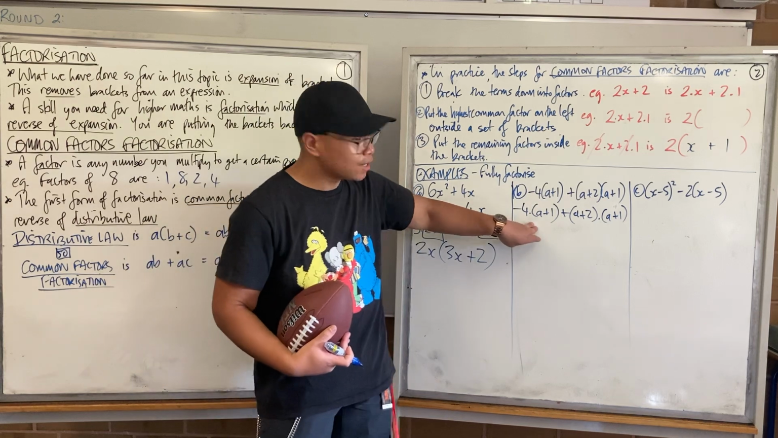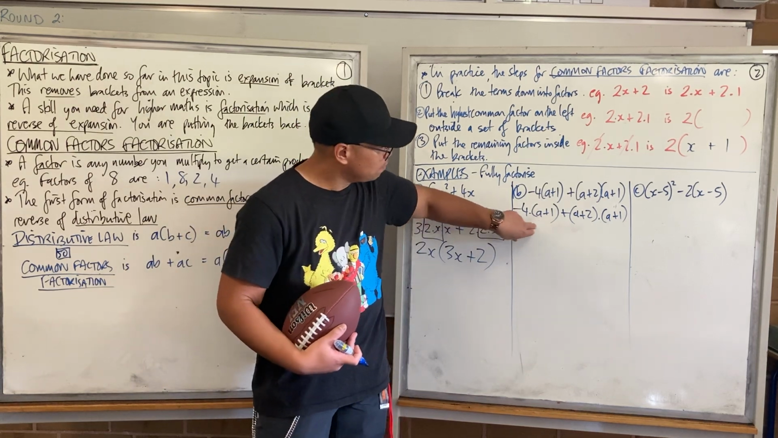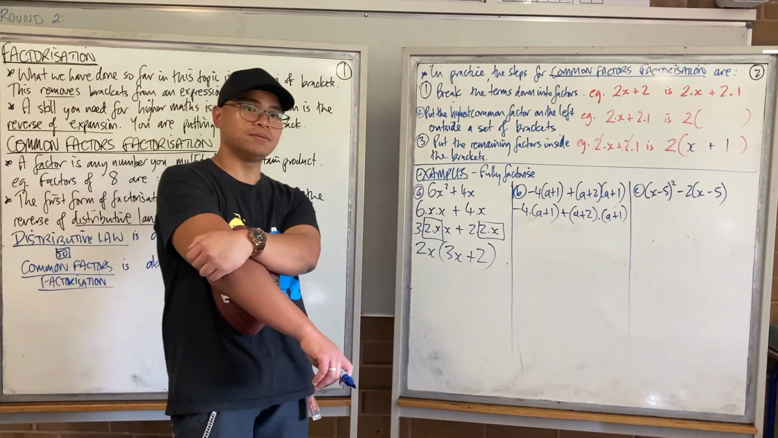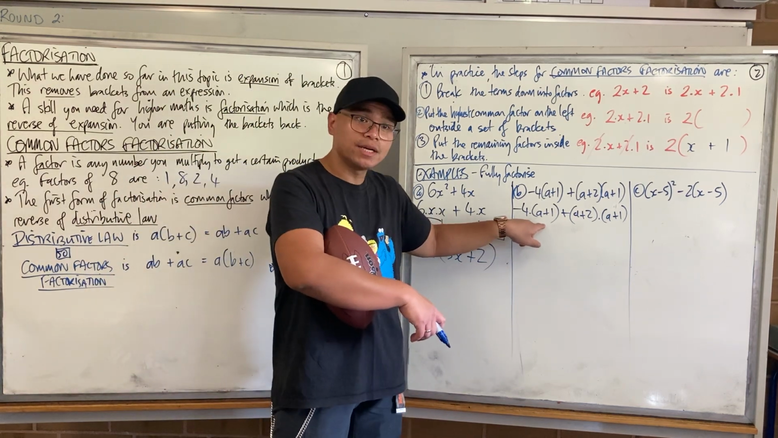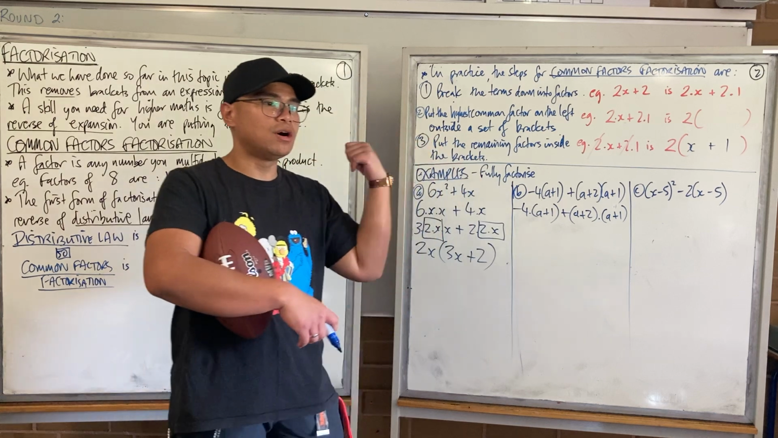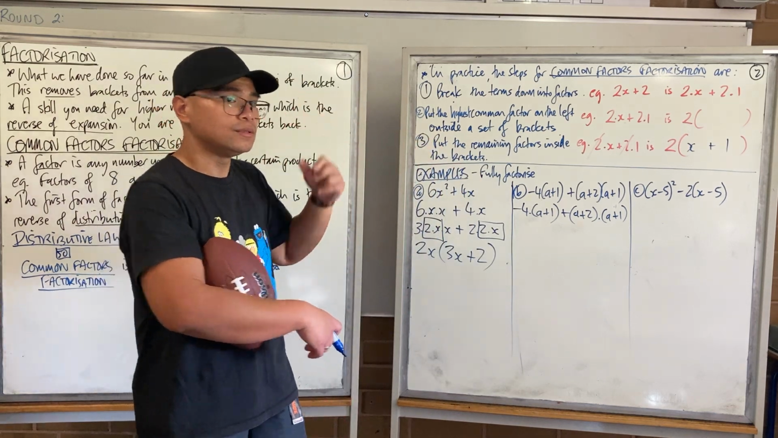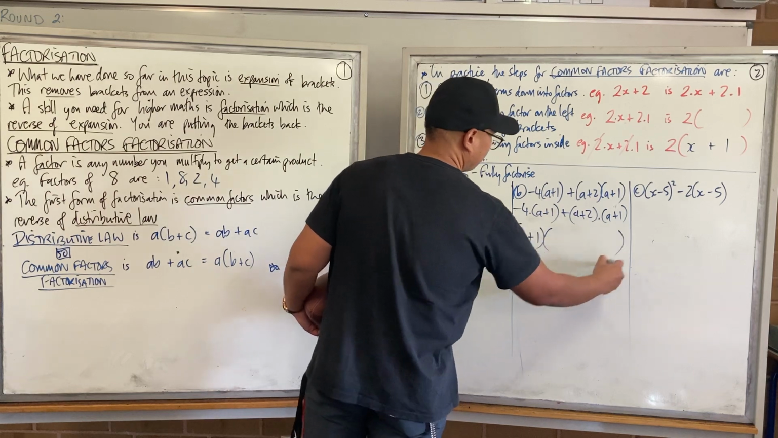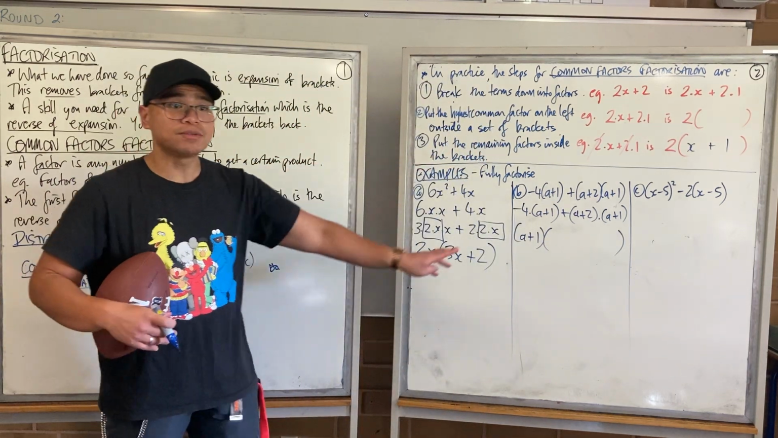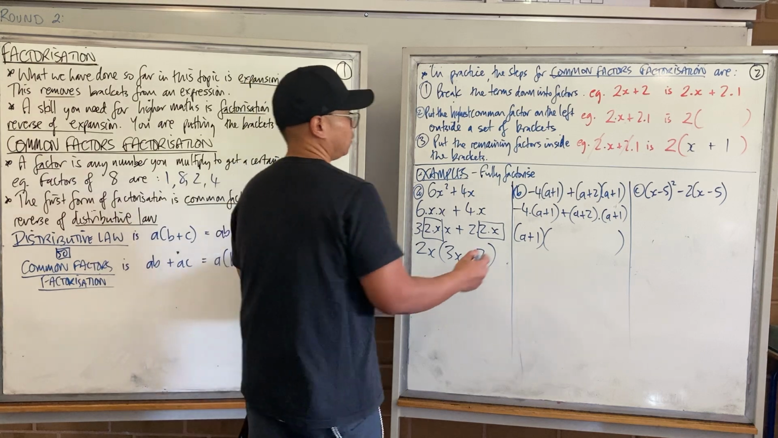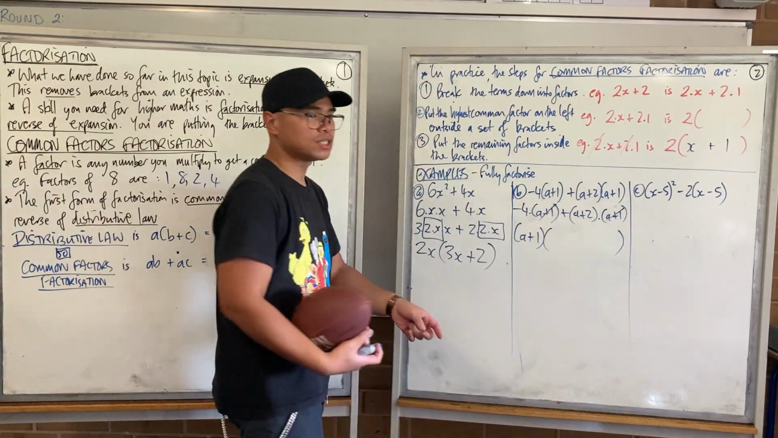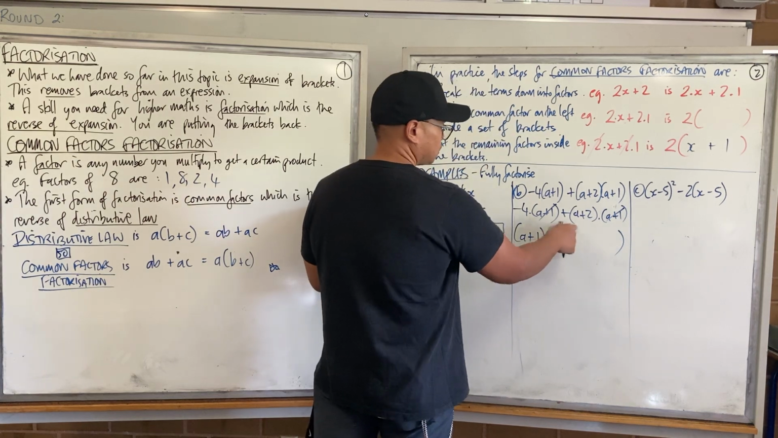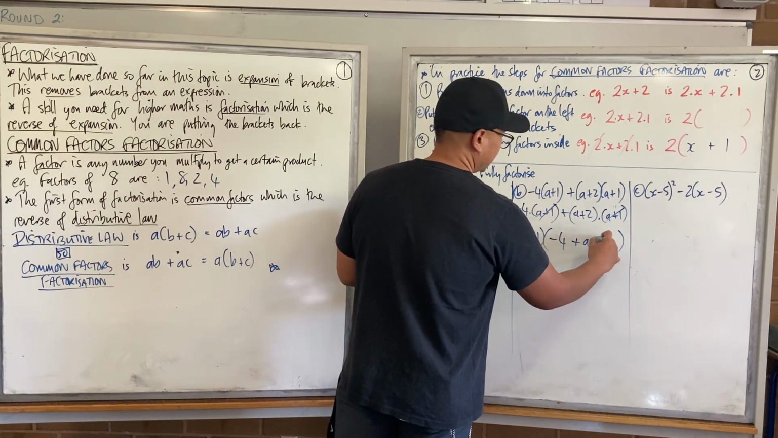Is there a chunk that is common in both of these terms? What's the biggest thing that's common in both of them? See, A plus 1 is in both. What do we do with a common thing? It goes out the left. A plus 1 goes out on the left of a set of brackets. But there's some stuff left over. If I've removed A plus 1, what's left over? Negative 4. And what's this? Plus A plus 2.